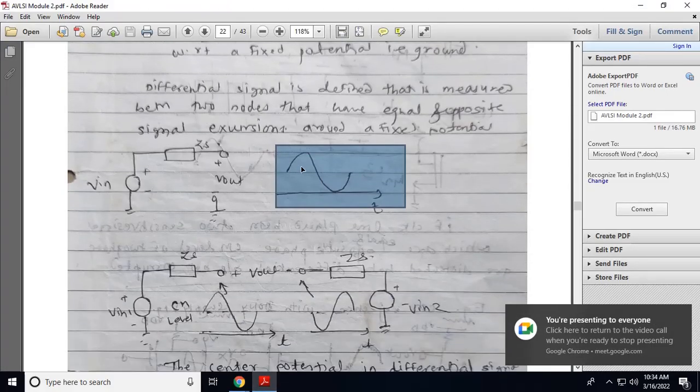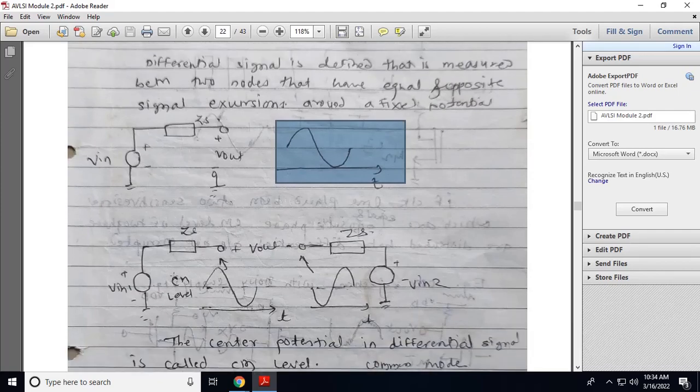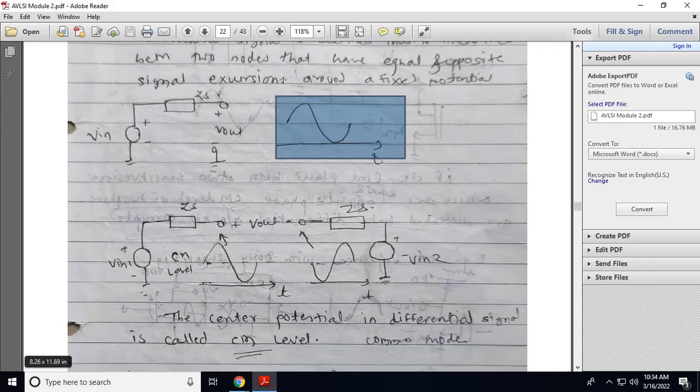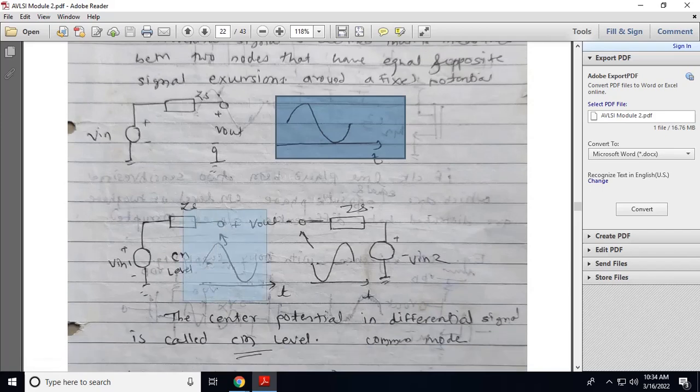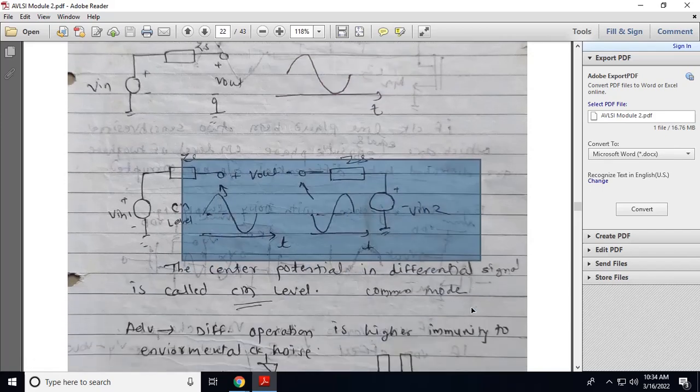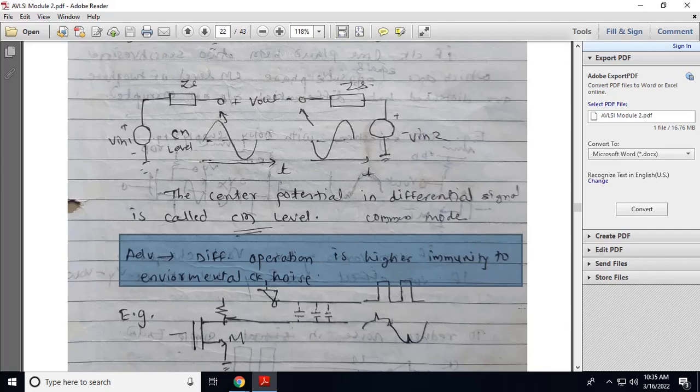So this is a single-ended signal. A differential signal is measured between two nodes that have equal and opposite signal around a fixed potential. That is a differential signal. So we go for the differential operation because it has higher immunity. So, differential signal we prefer.